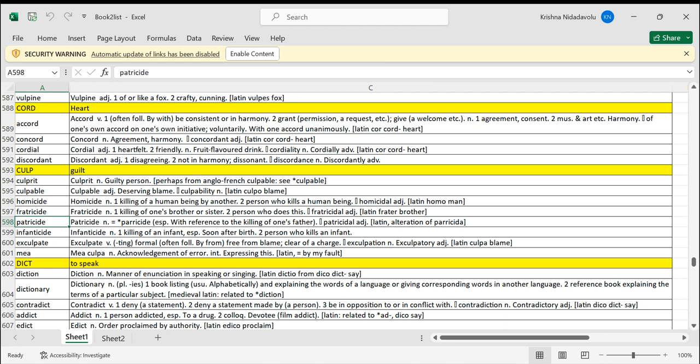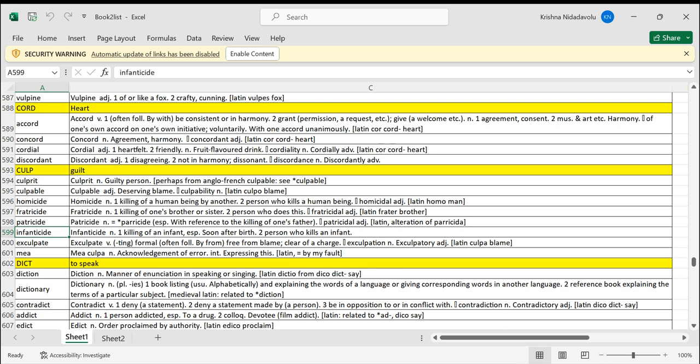Patricide. It is killing of one's father. Okay. Side is killing. Patru is pitru, pitru in Sanskrit, in Hindi also. Same root has gone into Latin and English, that is pitru. Patri is father. Patricide is killing of father.